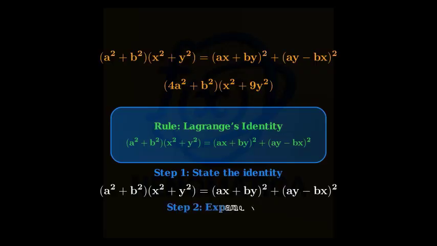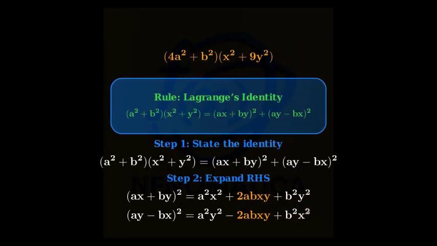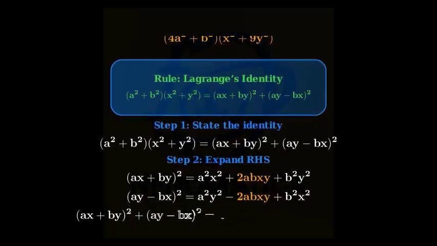Step 2. Expand the right-hand side. We expand the first square. (ax plus by) quantity squared, which gives a squared x squared plus 2abxy plus b squared y squared. Then expand the second square.